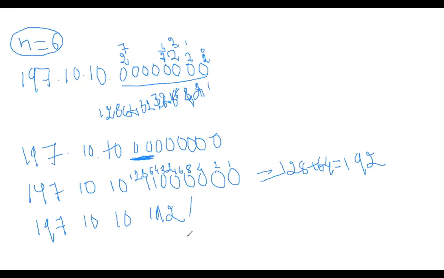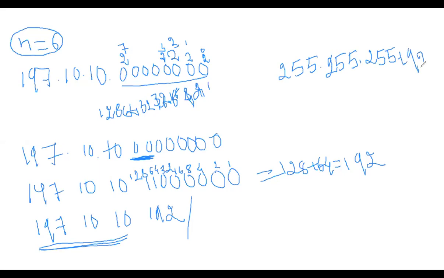So we got the first subnet ID. How are you going to get the subnet ID? You have to make these first three reserved for the network. So we can make it 255.255.255.192. This is your subnet mask.